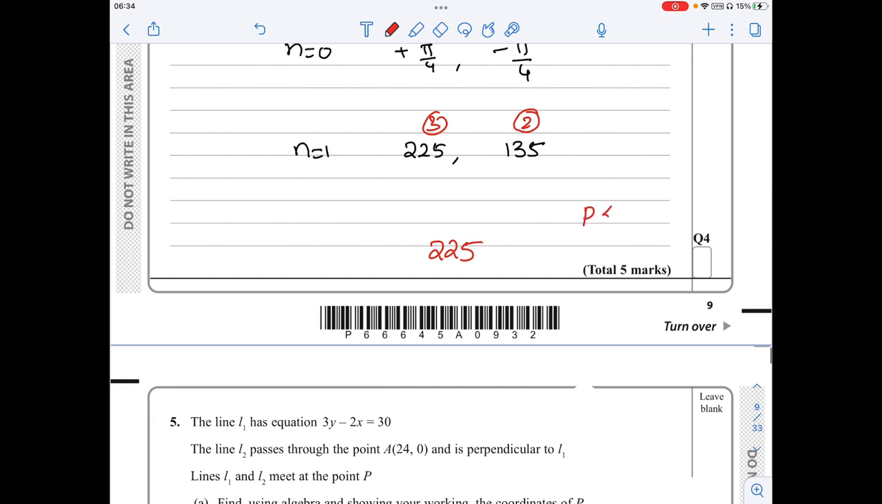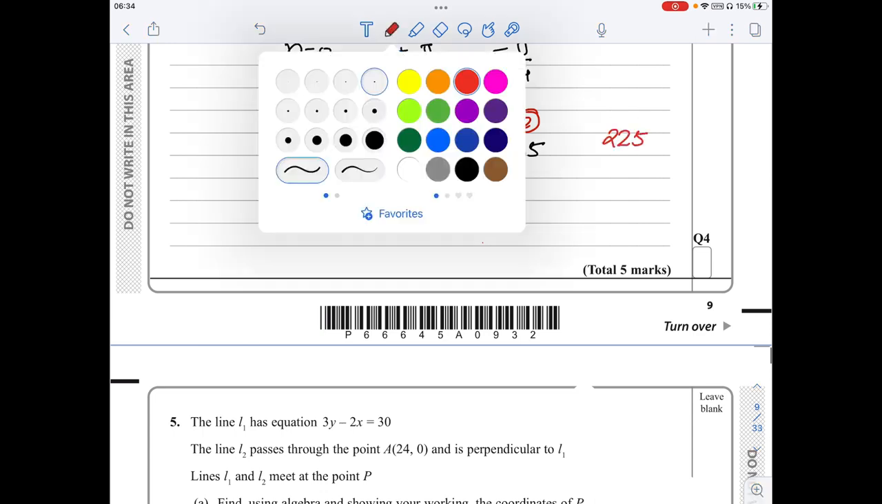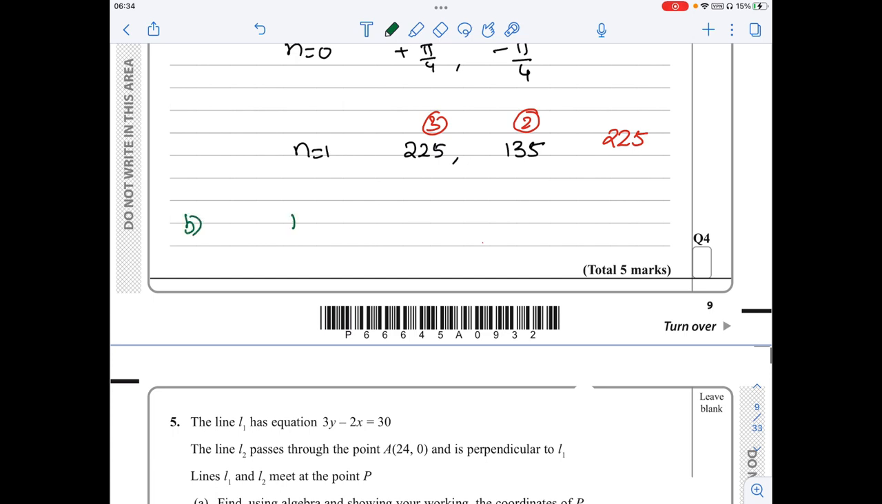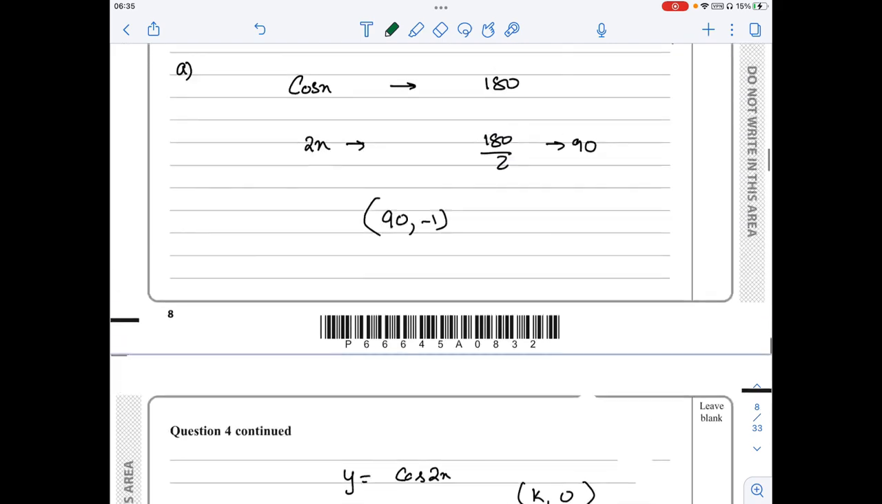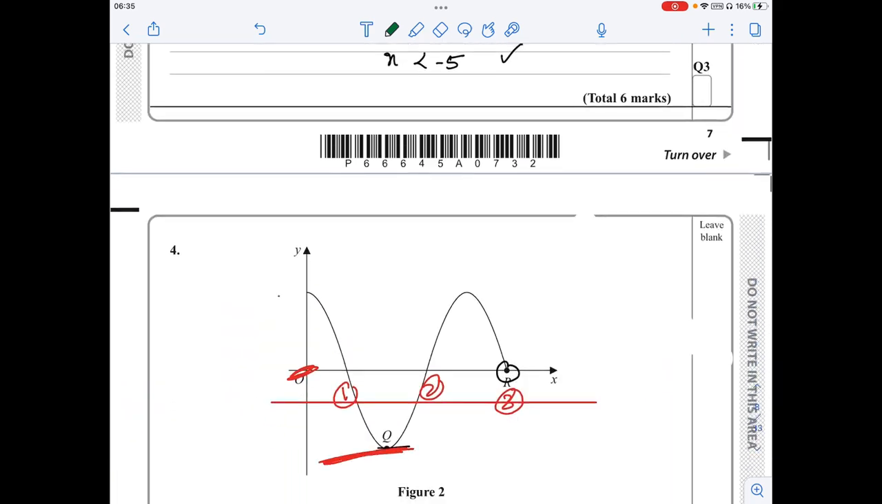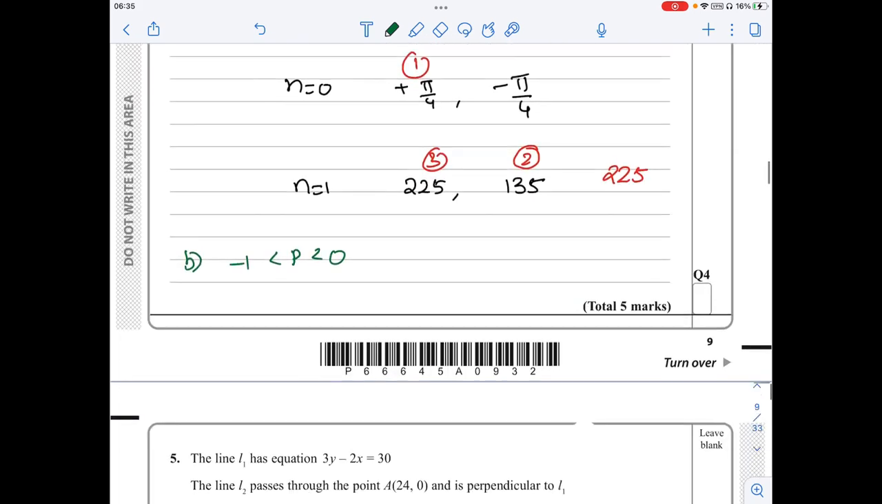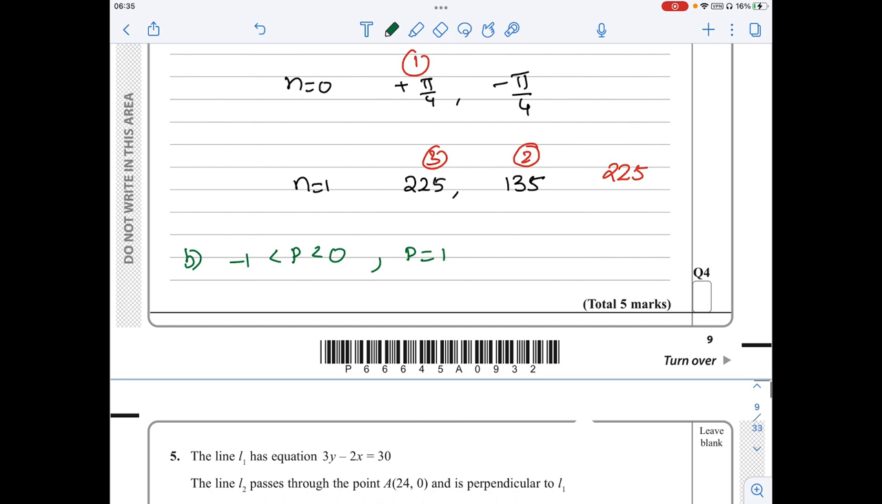The p value should be lying between. Let me write it out over here. So the answer was 225. Now for part B, the p value should be lying between -1 and 0. That is exactly two solutions. Apart from that, is there any other way it can have two solutions? Let us see that. If exactly at p equals 1, I draw it out, it is going to have two solutions. So another one is at p equals 1.